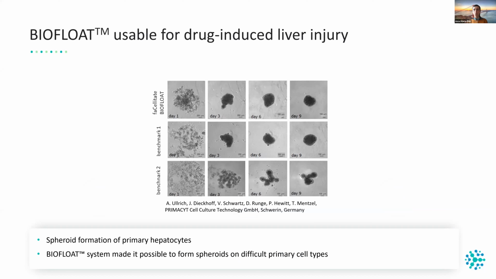BioFloat makes it possible to form spheroids from difficult to culture primary cell types. So here you can see after 9 days of culture in the BioFloat plate, you can see a round-shaped spheroid. In comparison to the benchmark products, which show an irregular shape and cell satellites. So the BioFloat system made it possible to form spheroids on difficult primary cells.